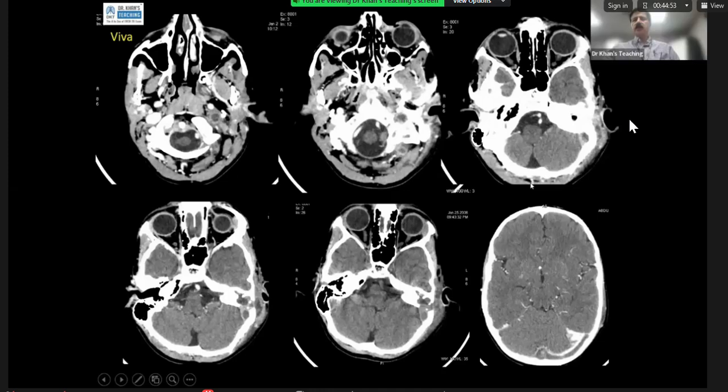Thrombus where? Within the sigmoid sinus, there's a low density filling defect there. Okay, that's fine. I'll take over.